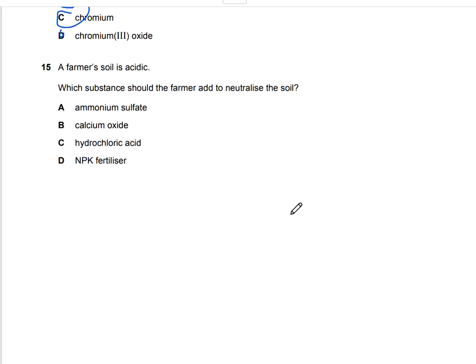A farmer's soil is acidic. Which substance should the farmer use to neutralize the soil? If the soil is acidic, you need a base to neutralize it. Ammonium sulfate is actually an acid. Hydrochloric acid is an acid. NPK fertilizer is neither an acid nor a base. So the correct answer for this is calcium oxide, since calcium oxide is a base.